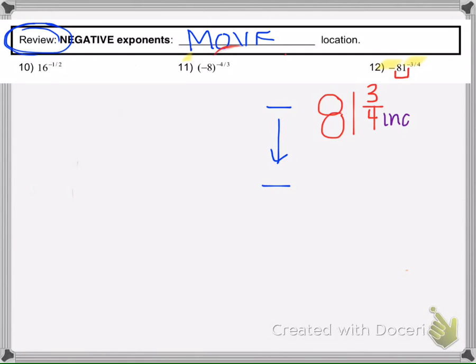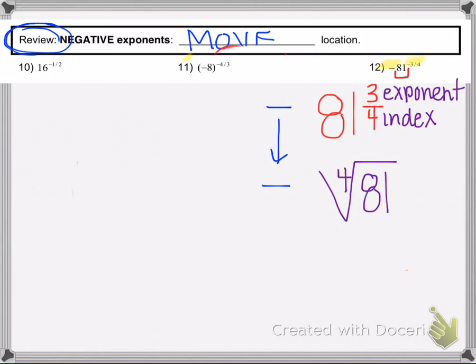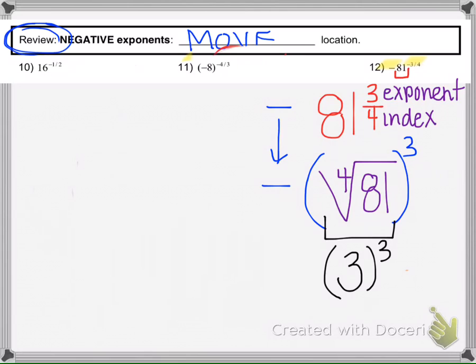So this is the index. This is the exponent. So we would have the 4th root of 81, and then we'd have that to the 3rd power. So now we would do the fourth root of 81. So what number times itself 4 times is 81? Would be 3. And then 3 to the third power is 27. Now this negative again gets brought down because it's just out in the front. So you're going to have that in your final answer.